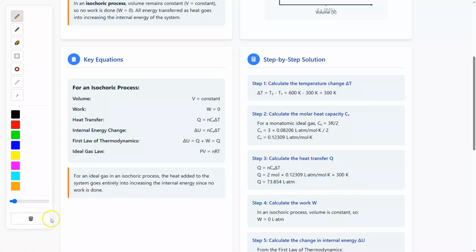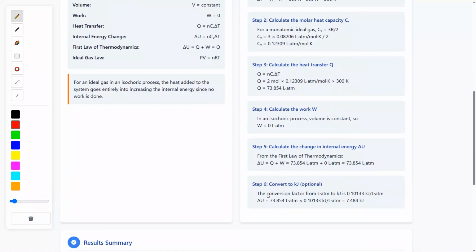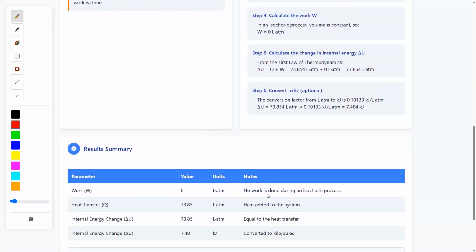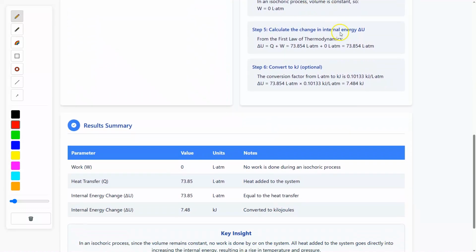So now after getting Q and W, we can calculate the internal energy change. So here internal energy, the del U, first law of thermodynamics, we can write del U is equal to Q plus W. So W is 0, so Q is 73.854 liter atm. So change of internal energy is 73.854 liter atmosphere. And convert to kilojoule, that is optional, you can do that. So the conversion factor liter atm to kilojoule is 0.1013 kilojoule per liter atmosphere. So we can convert that del U is nothing but 7.484 kilojoule.